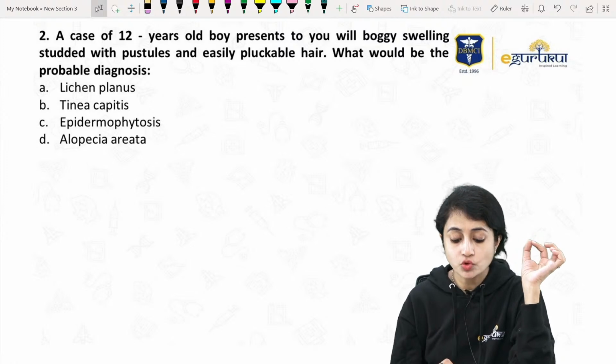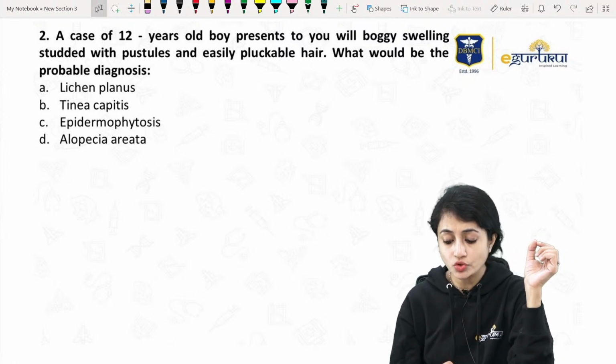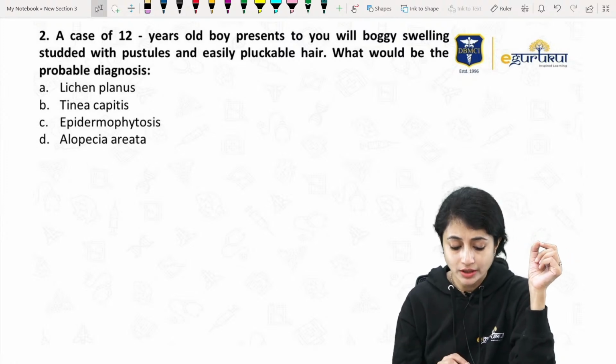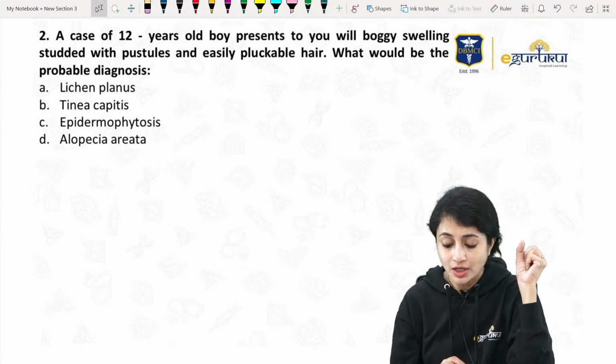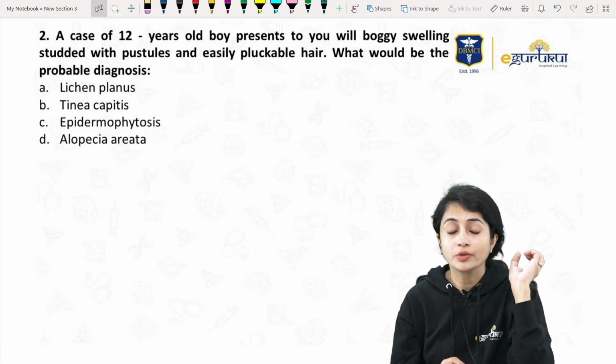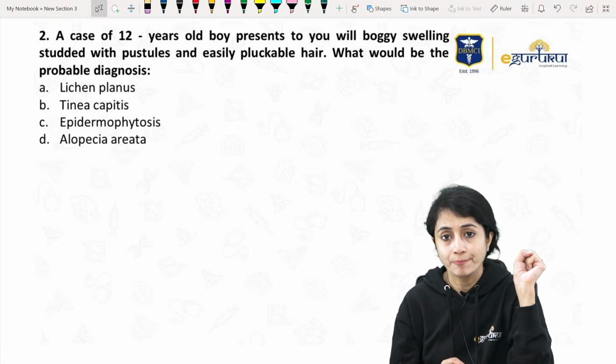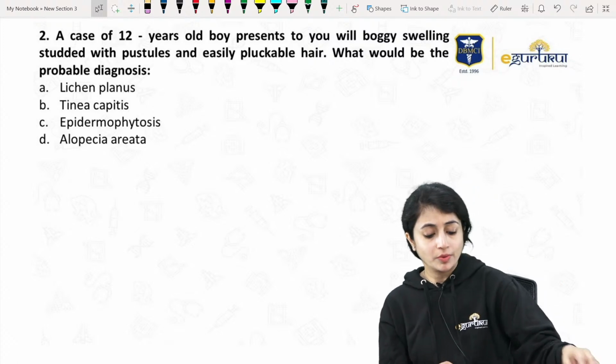A case of a 12-year-old boy presents to you with boggy swelling, which is studded with pustules and easily pluckable hair. What would be the probable diagnosis? So, what is the probable diagnosis here?